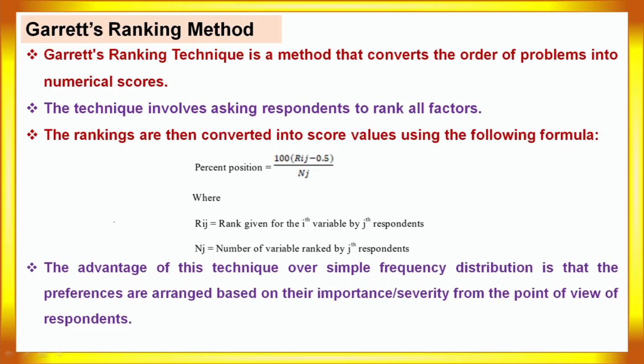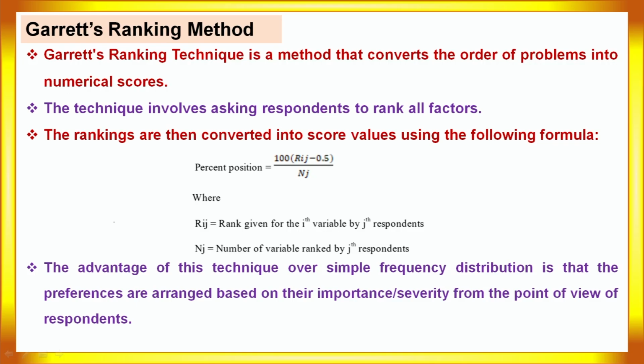Then this ranking is generally converted into a score value by using a formula, commonly known as the formula for the percent position. Percent position is simply 100 into (Rij minus 0.5) by Nj, where Rij is the rank given for the ith variable by the jth respondent. So if it is the first rank, Rij will be 1, and if there are maybe 10 problems, Nj or N will be 10.